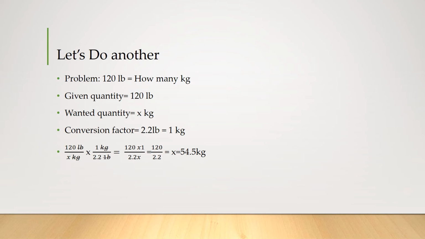We've crossed out pounds and kilograms, and then we've multiplied across the numerator across the top. That's 120 times 1. And then we've multiplied the denominators, and that's 2.2x. Then we multiply 120 times 1, and that equals 120. And then we have 2.2x, which is 2.2. We divide 120 by 2.2, and x equals 54.5 kilograms.